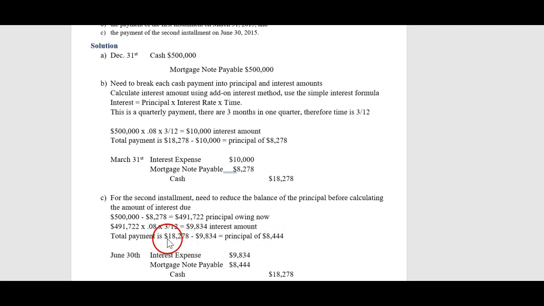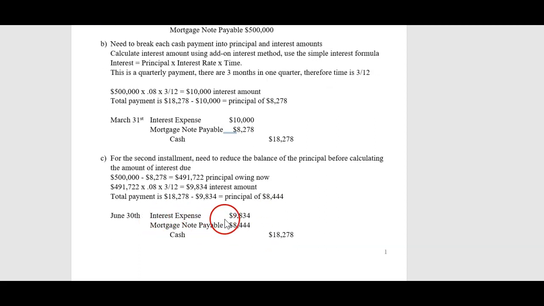So if we do the math again on that, $18,278 is our total payment. Subtract out our interest of $9,834. That means our principal amount is going to be $8,444. So we're going to record this as an interest expense of $9,834 from this calculation up here. Our mortgage note payable, we're going to again do a debit to reduce that balance of $8,444. And then as always, our cash is going to be a credit of $18,278 to show that we've made a payment. So this is the first problem we worked through.